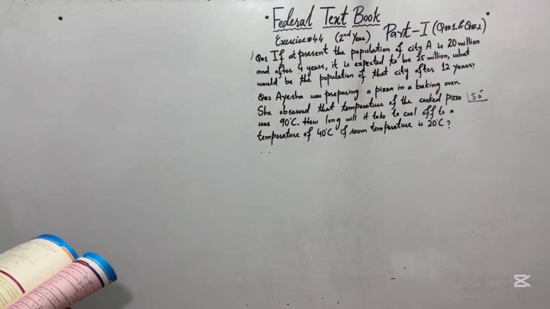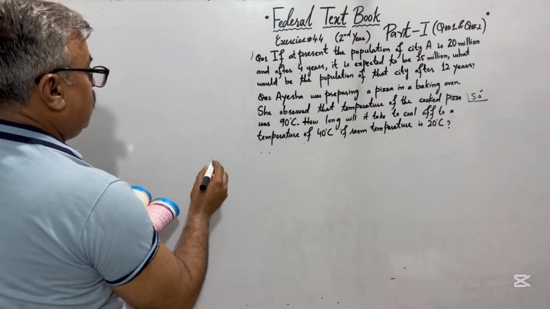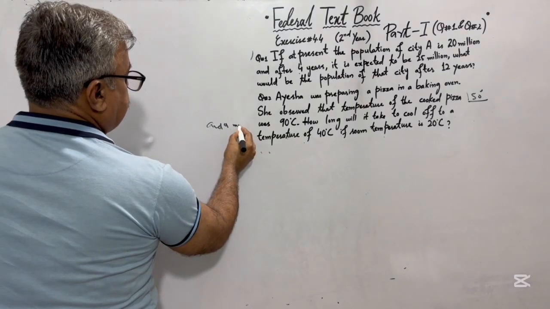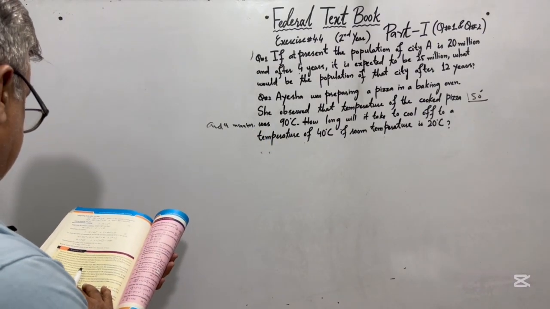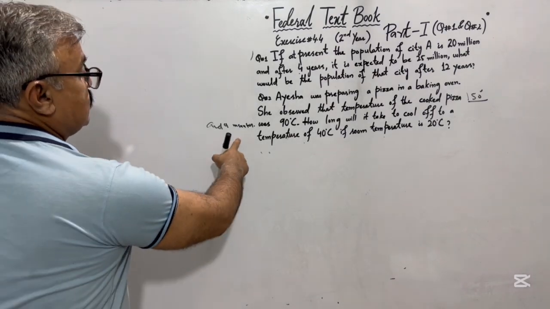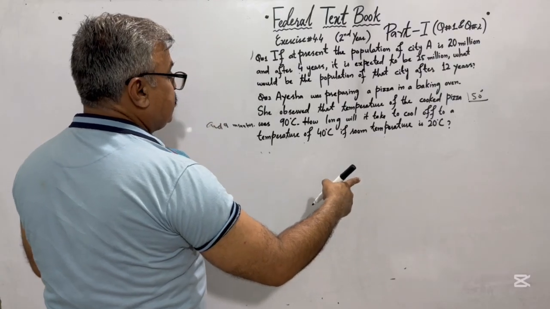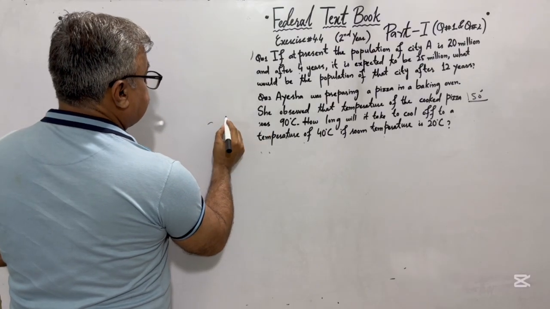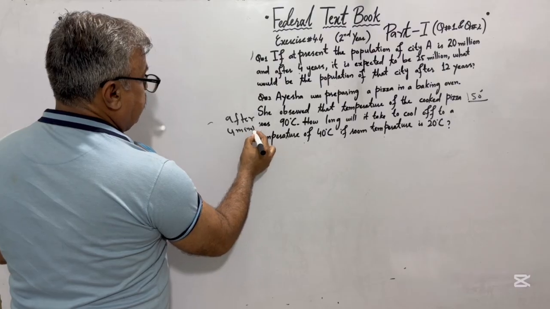150, and after 4 minutes after removing from the oven, the temperature of the pizza was 90. Initially 150 degrees Celsius. After 4 minutes, 90 degrees Celsius. That was our mistake in writing the question.